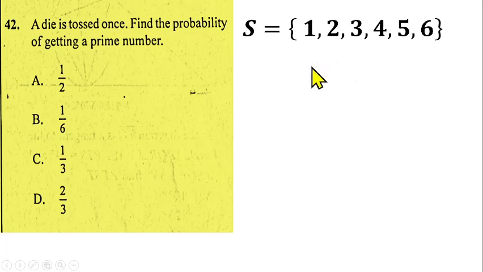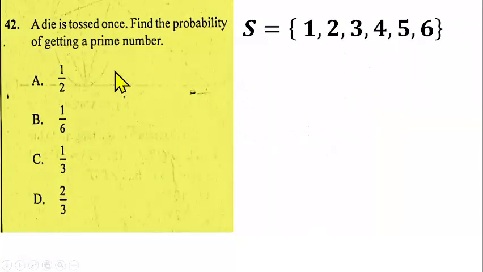Numbers that are divisible by itself and 1, so those are prime numbers. That means the prime numbers here are 2, 3, and 5. Numbers that are only divisible by 1 or by themselves. So these are 2, 3, and 5. Those are the prime numbers there.